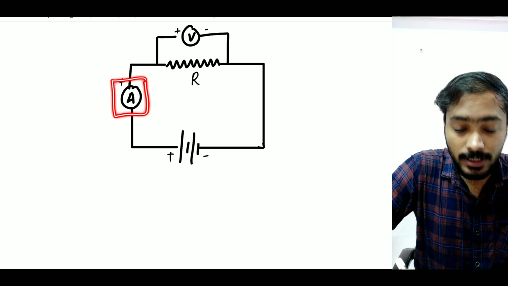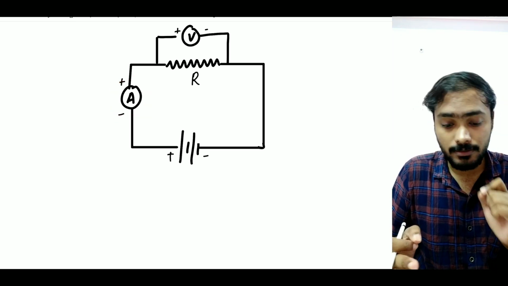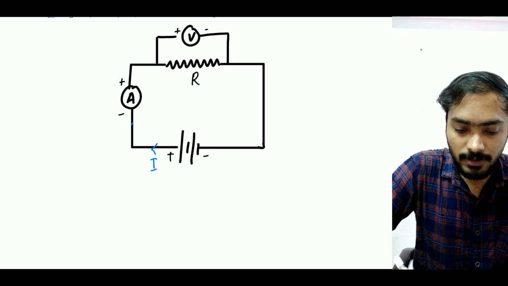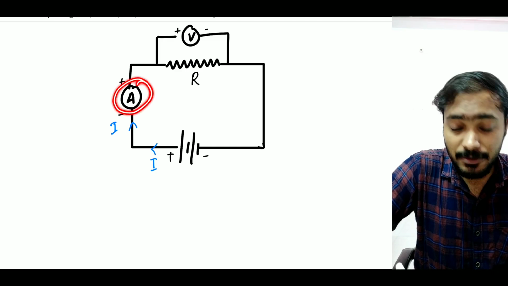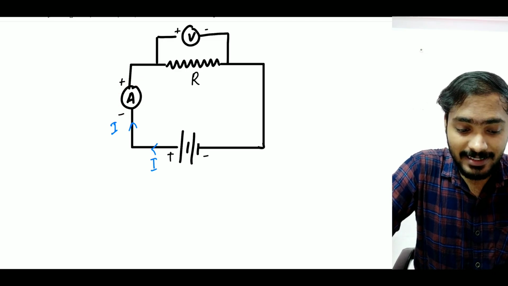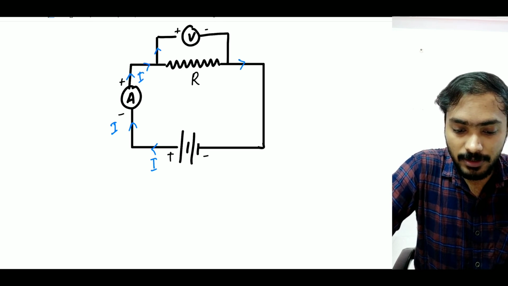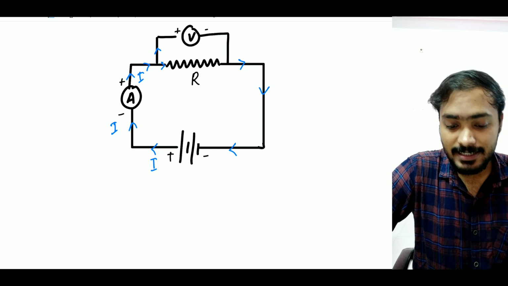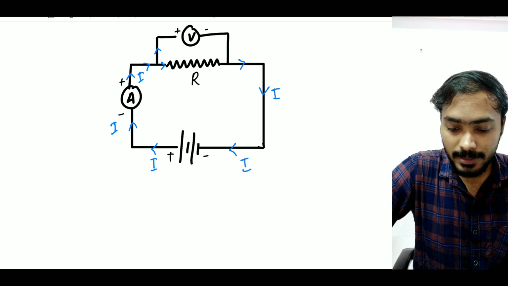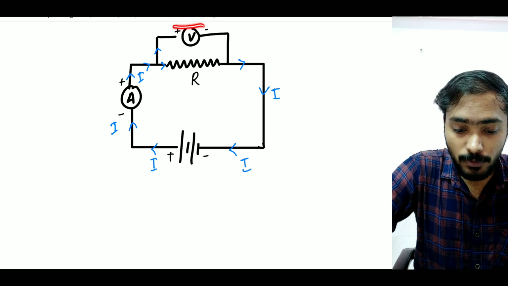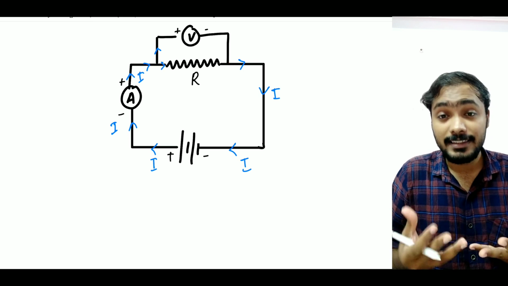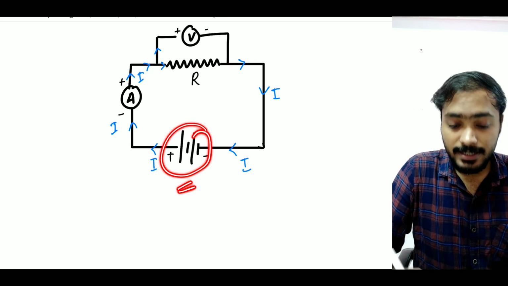We have an ammeter over here. The work of the ammeter is to measure the value of current flowing in your circuit. The circuit is complete, so some current I will flow, and this ammeter is going to measure this current I. The current will continue, and some of it will go to the voltmeter also, so that it can work, and the circuit will be complete. Now what is the work of this voltmeter? The voltmeter measures the potential difference across the resistor, which is maintained by the battery.